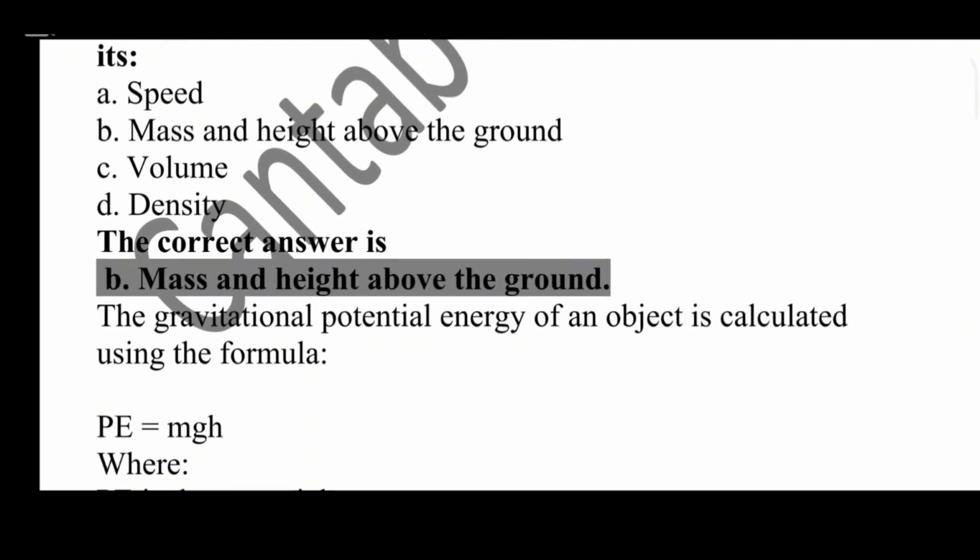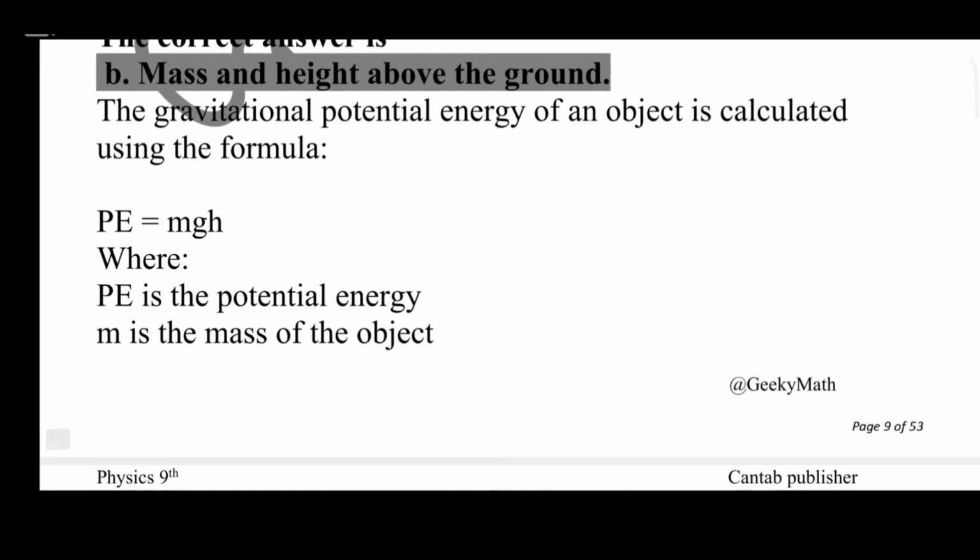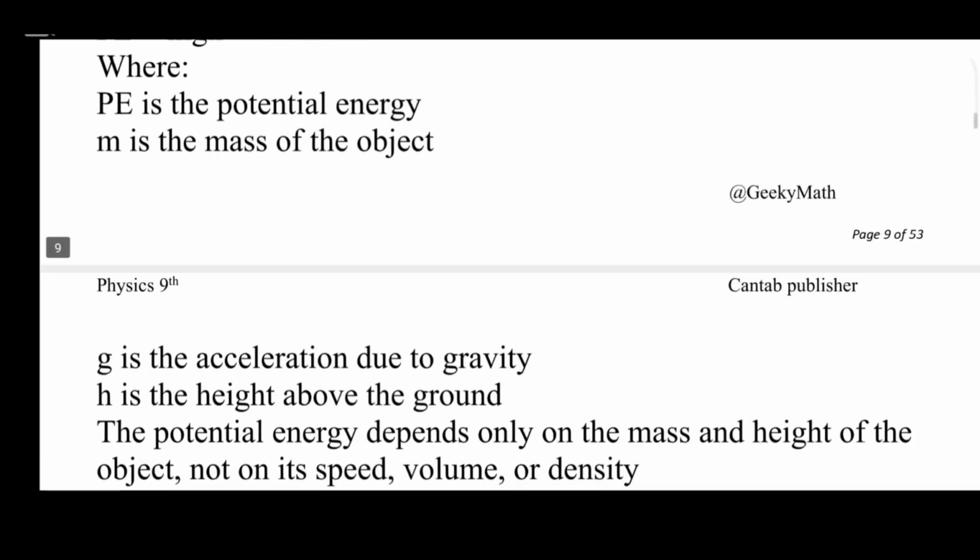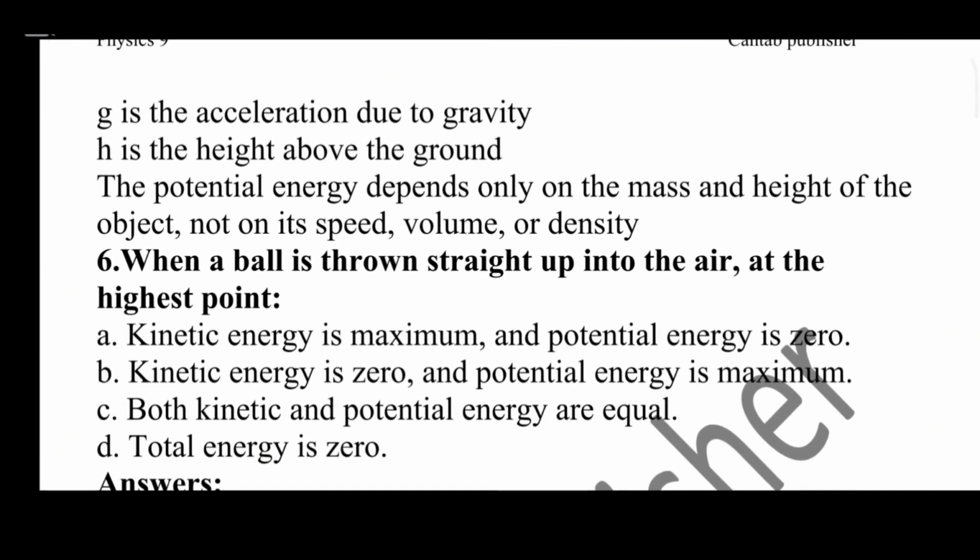The gravitational potential energy of an object is calculated using the formula PE equals mgh. PE is the potential energy, m is the mass of the object, g is the acceleration due to gravity, h is the height above the ground. The potential energy depends only on the mass and height of the object, not on its speed, volume or density.